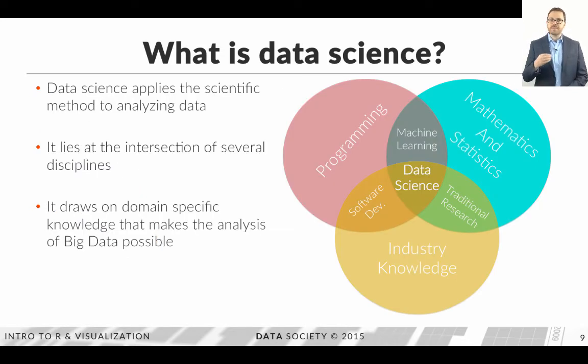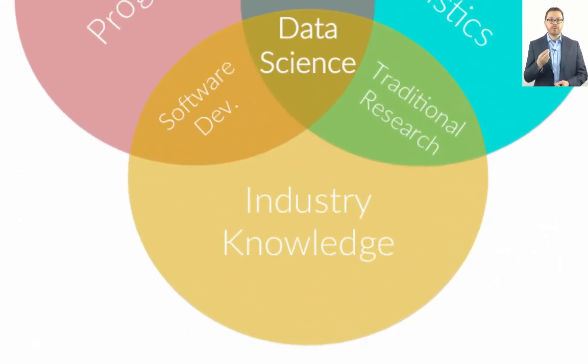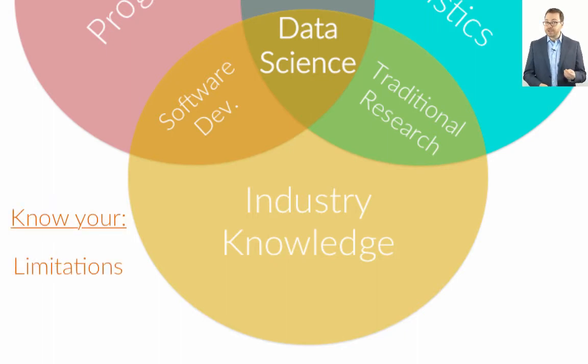This diagram is a variant of one originally created by Drew Conway about 5 years ago, and it's still highly relevant. Data scientist is at the intersection of three domains. First, we have industry knowledge. In order to understand the problem or issue that you're tackling, you should have a good idea of what the limitations are, what resources you have at your disposal, and what you're trying to solve for.